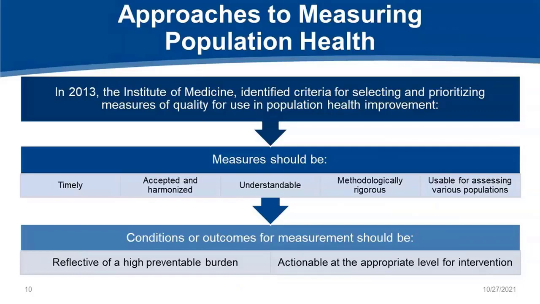And assuming that all of that is the case, then the conditions or outcomes being measured should also be reflective of highly preventable burden and actionable at the appropriate level for intervention. And actionability is going to come up again and again here. Any effective population measure needs to yield information that can be used to drive further improvement. And then when we talk about reflecting highly preventable burden, we really just mean that the actionability needs to be within the control of the person being measured. It doesn't do us any favors to hold a provider accountable for improving the health of the population that they don't see, for example. So it needs to make sense.